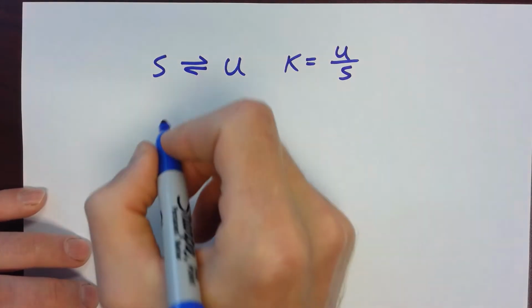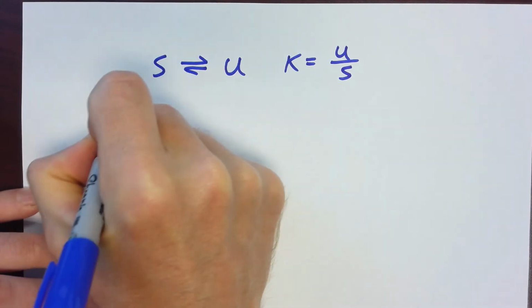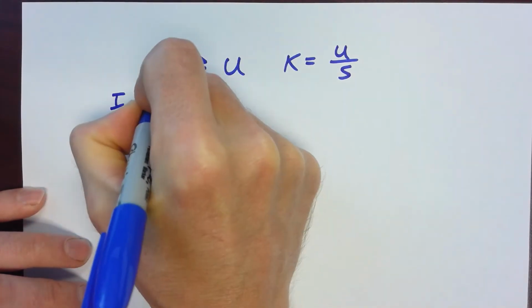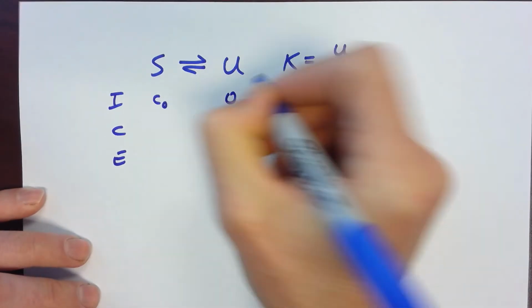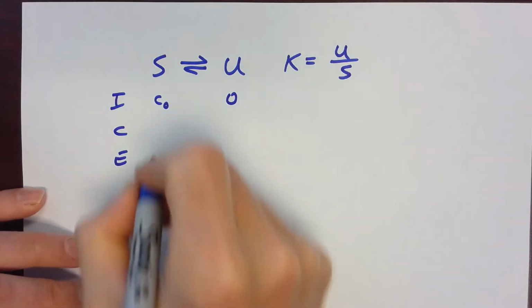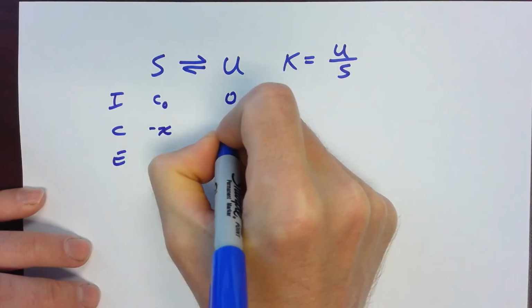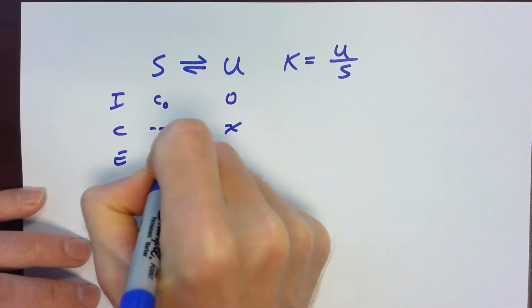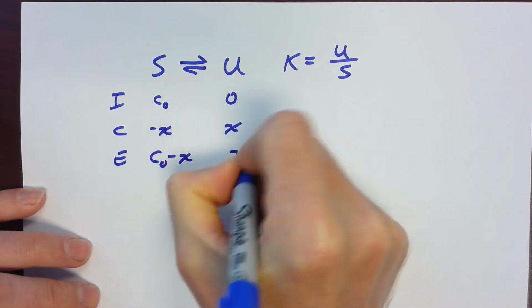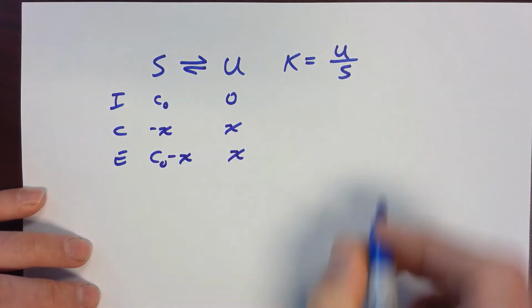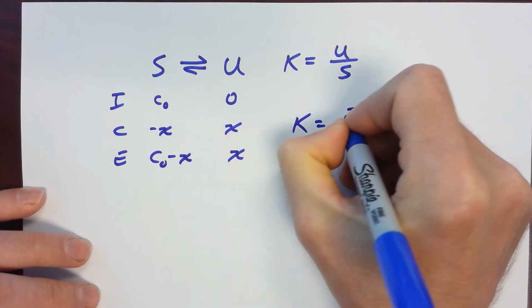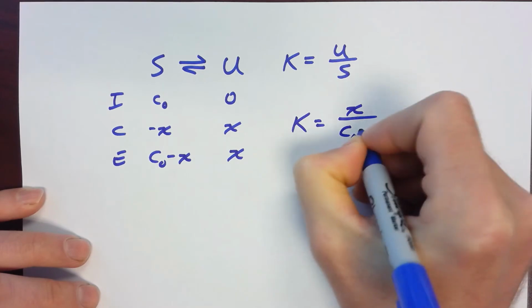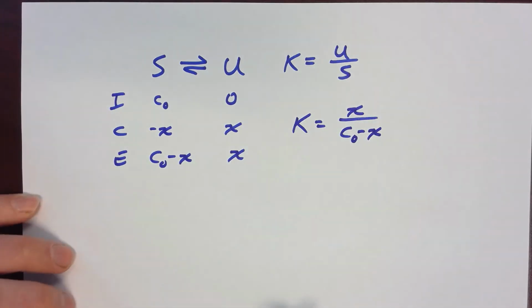So in order to solve that, we have to build an ICE table where we have some initial starting concentration of the stable conformer and 0 of the unstable. We have a change, which is minus x and plus x, and we have final concentrations of C0 minus x and x. So then we can express the equilibrium constant in terms of this progress variable x, which is just x divided by C0 minus x.